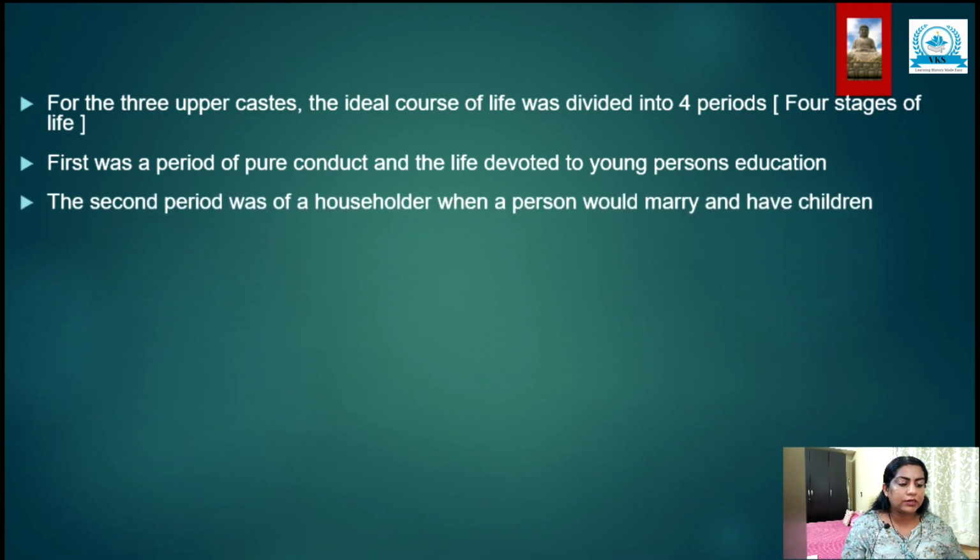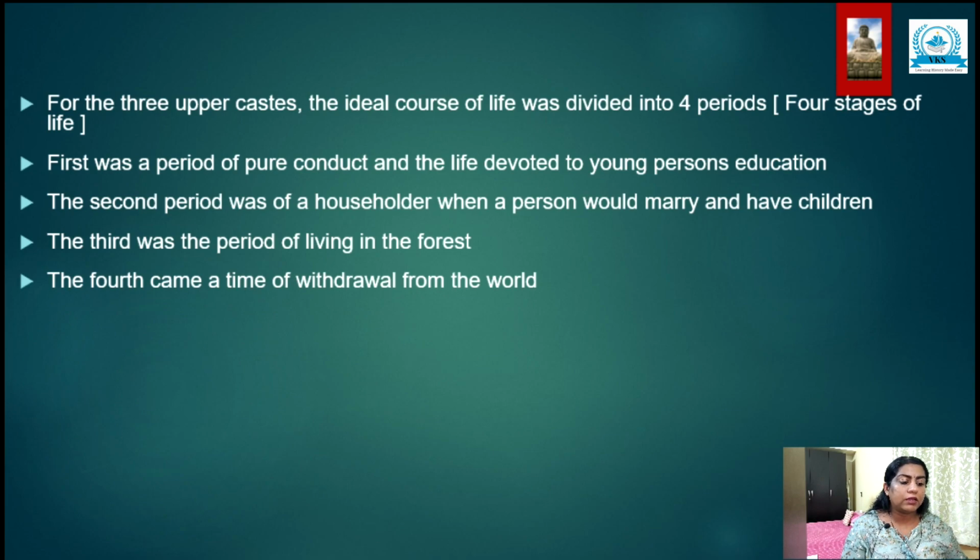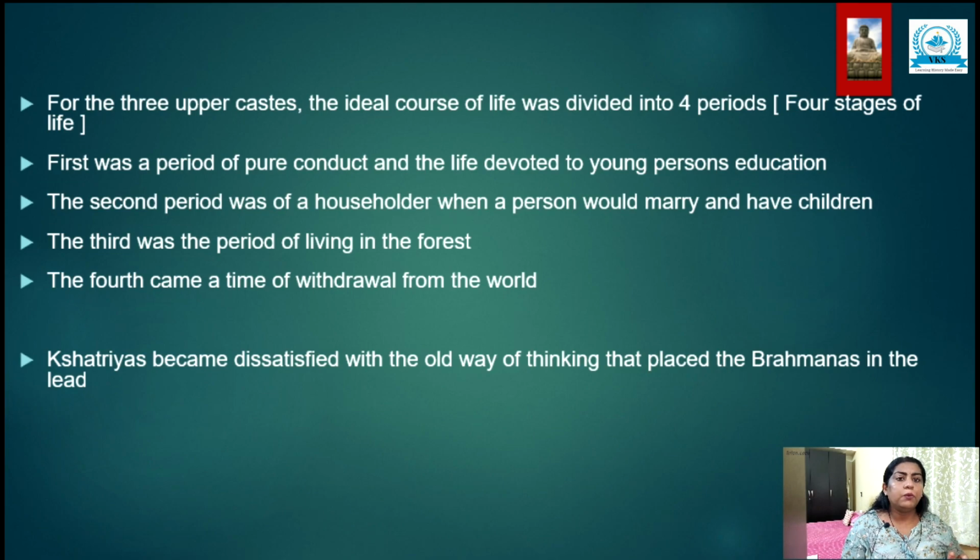After the Brahmacharya stage, the second period was that of a householder, when a person would marry and have children. That was called Grihastha. The third was the period of living in the forest called Vanaprastha. And the fourth came a time of withdrawal from the world, referred to as Sannyasa. So the four stages of life, Brahmacharya, Grihastha, Vanaprastha and Sannyasa, were the ideal course of life for the three upper castes in India.